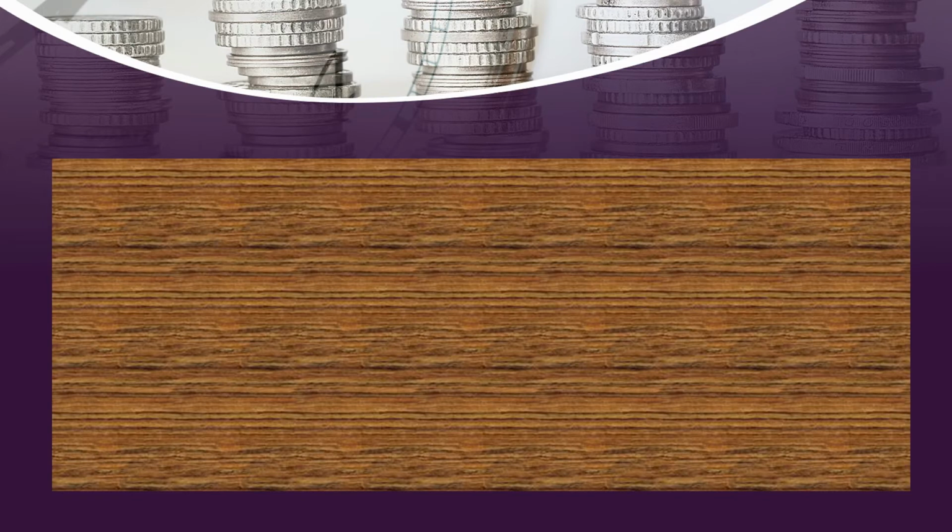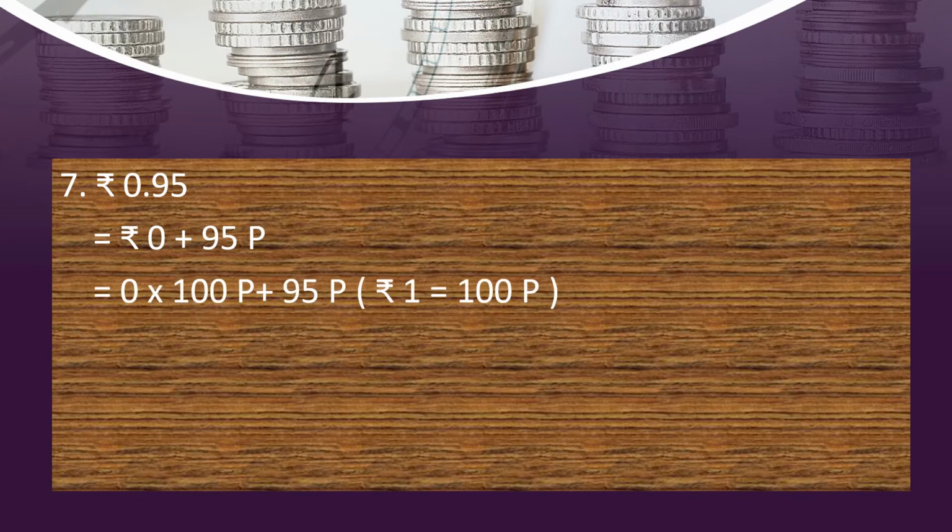Now students, I take up the next question, question number 7, which says rupees 0.95. Here I can write it as rupees 0 plus 95 paise, and this rupees 0 would be multiplied by 100 paise plus 95 paise. As you already know, rupee 1 is equal to 100 paise. So I get 0 paise plus 95 paise, which further adds up to give me 95 paise.